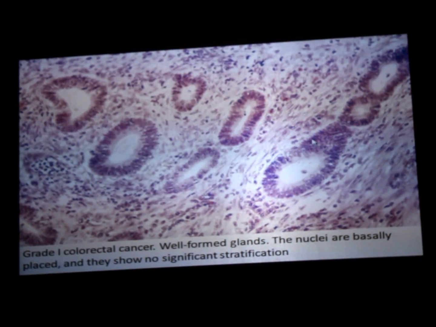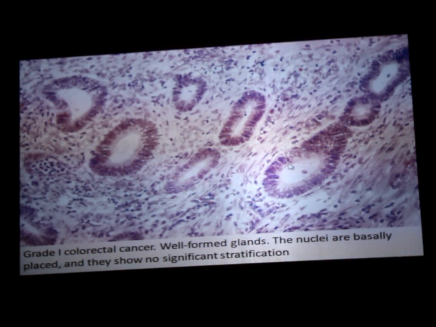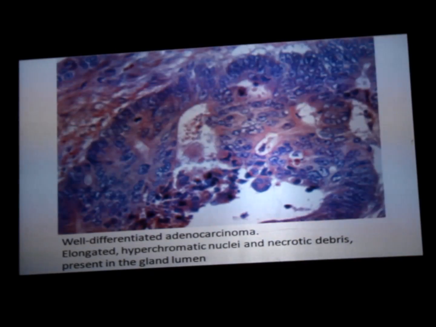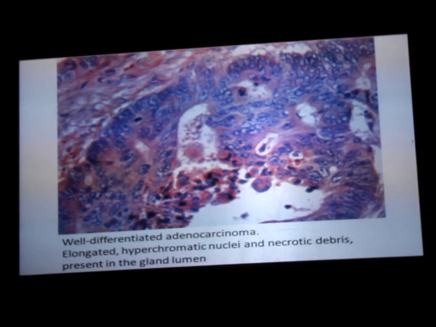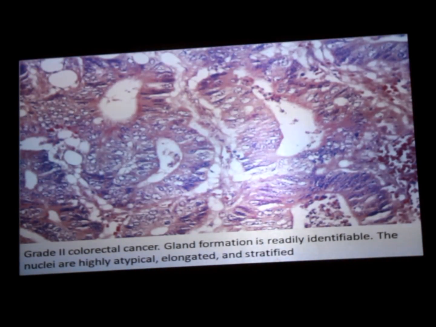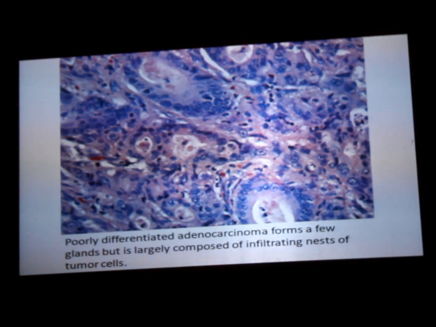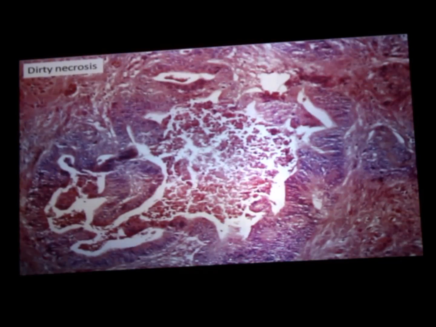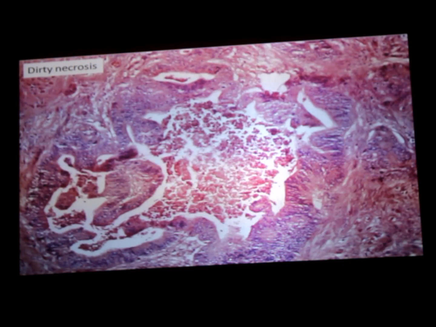Now you will find glands which show stratification like this. They are not normal glands, they are growing inside the wall of the colon. So you see inside the tumor, this we have already seen. Tumor cells forming glands, glands with necrosis. This is the necrosis.